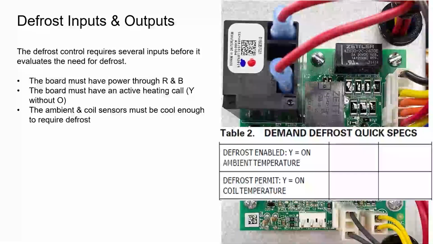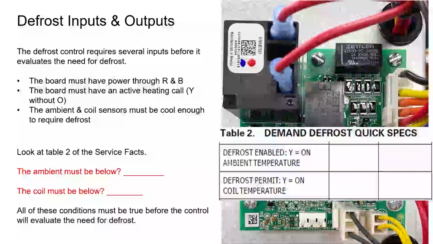And then, of course, we need defrost sensors. So we have two sensors for demand defrost, an outdoor sensor and a coil temp sensor. And we'll talk more about how that decision is made in just a minute. But a couple of things that you need to understand is in the service facts, there's always a demand defrost quick specs, and it tells you everything that that board is looking at, whether it's times, temperatures, all of that. And there's some good information. We'll talk a little bit here over the next few slides.